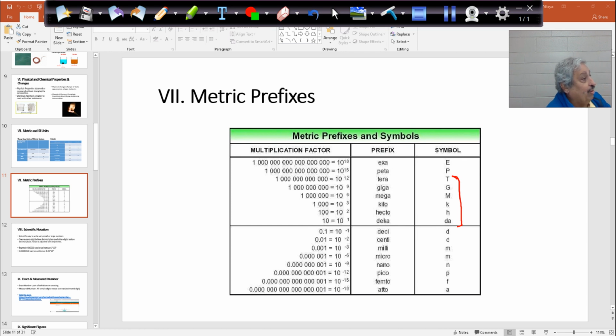10 power what? 12. So how about 10 power 9? What we call that? We call this one gigabyte, correct? 10 power 9. But what's the commercial name? If I go to Wall Street again, I have giga dollar. How much is it? A billion. Yeah, now you get it. So it's easy. 10 power 9 is a billion. 10 power 12 is a trillion, correct?